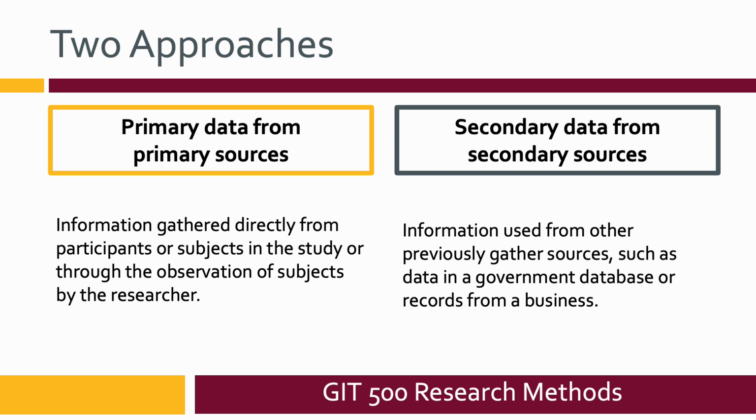Secondary data is from secondary sources. That is information that has been previously gathered, such as data in a database or records from a business, or even prior research from other researchers and other studies, and even your own prior research is considered secondary data.